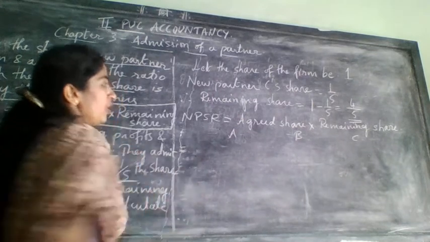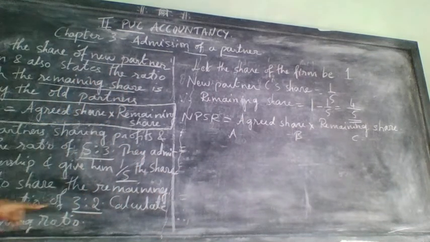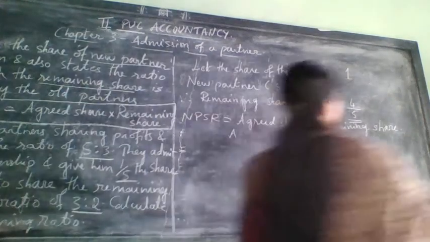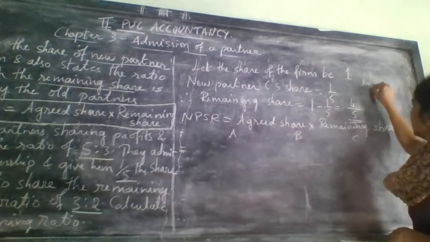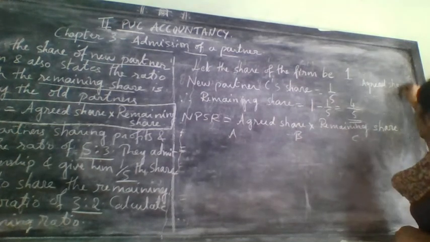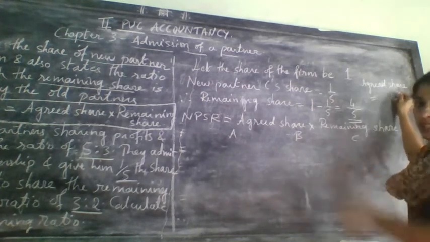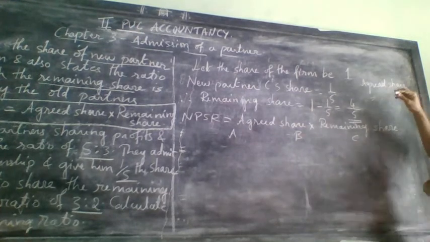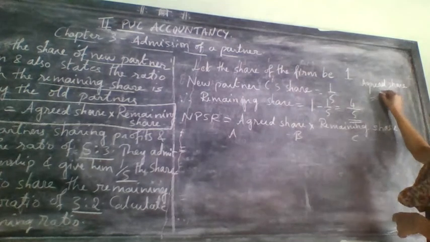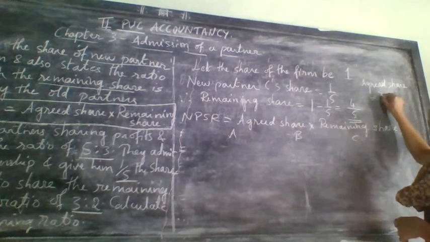Now what is the agreed share? The agreed share is given here, that is 3:2. We have not written it here, so I will write it here. Agreed share, 3:2. Always practice writing whatever is given in the problem before doing the problem. It is easy for you to calculate.